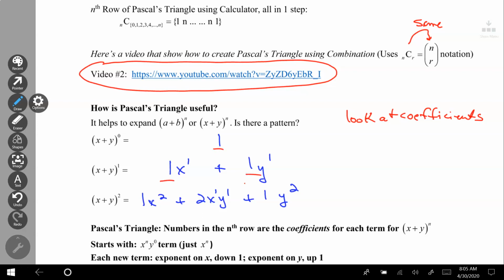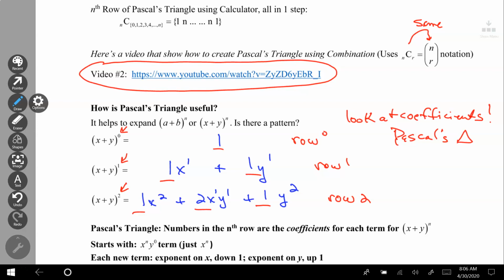1, 1, 1, 1, 2, 1. These coefficients are just Pascal's triangle. That's all it is. This is row 0 because that was raised to the 0. This is row 1 because that was raised to the first. This is row 2 because it was raised to the second. And so on and so forth.